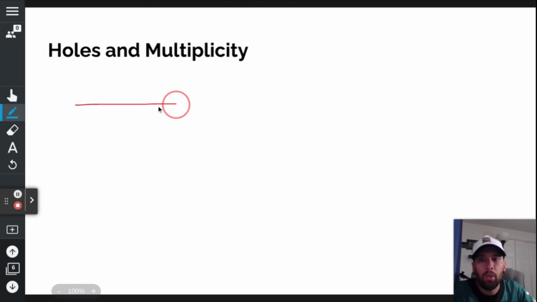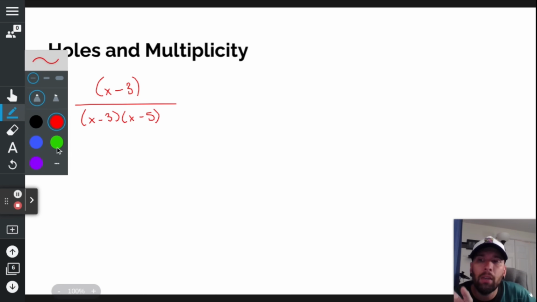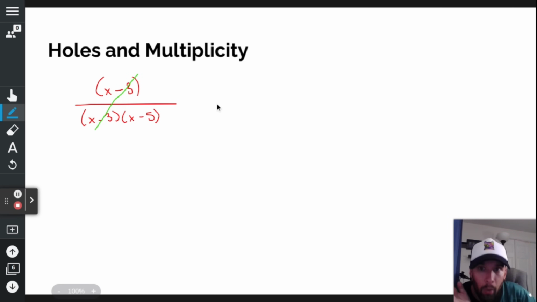Now, we know that if I were to do something like this, we should expect crazy things to happen at 3 and 5. Well, what if I added this to it? Whenever one of your factors in the numerator is the same as a factor in the denominator, the behavior of the graph is going to be as if these were crossed out. So the graph behaves like 1 over x minus 5.